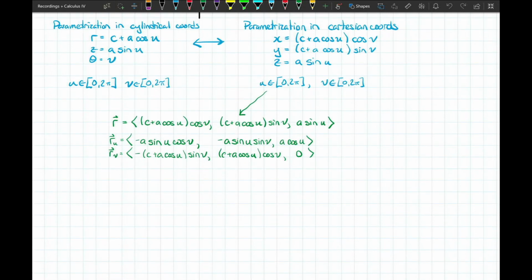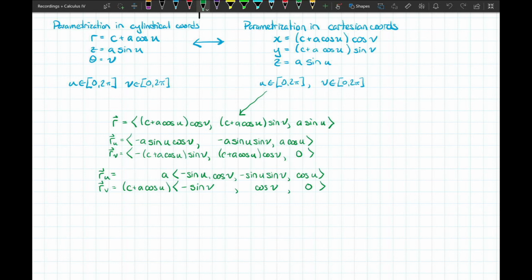So to make some of this a little easier, let's look for just some common factors of all three components that we can factor out as just a scalar multiple of an easier vector. So for instance, r_u here, I have a scalar multiple of a all the way through, so I'll just factor that out. And in r_v, well, the third component is 0, so I can pretty much factor anything out of 0. I have a common factor of c plus a cosine u in the first two components, so I'll just pull that out as a scalar multiple as well. This makes it a little easier to look for a cross product, because with these two scalar multiples, the cross product is going to have a scalar multiple of the product of a and c plus a cosine u.